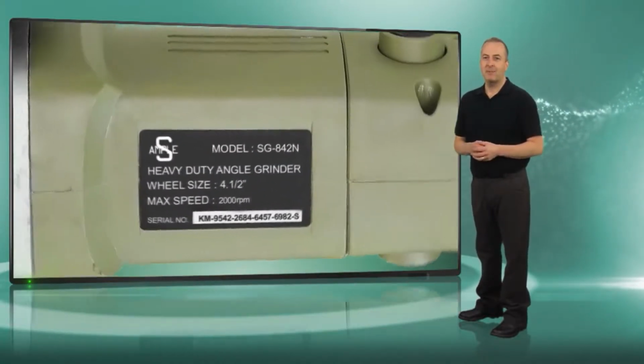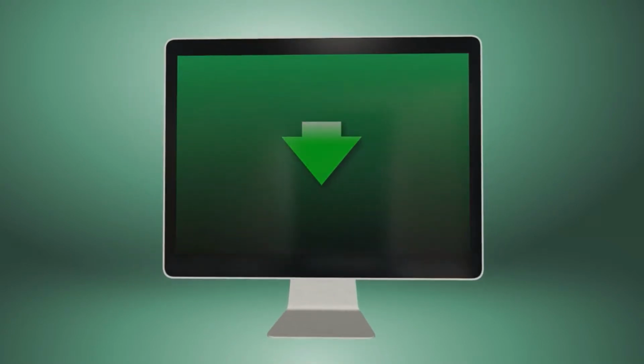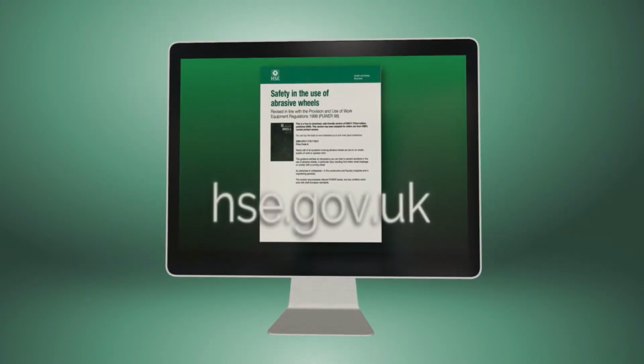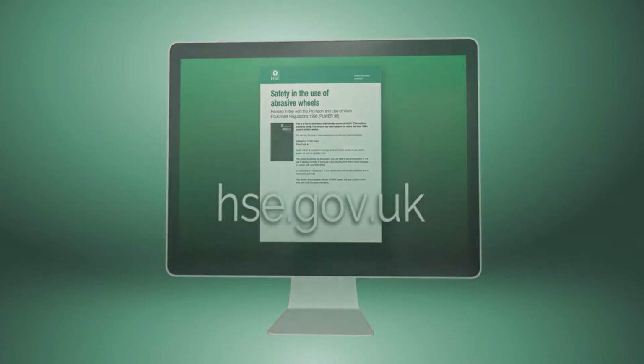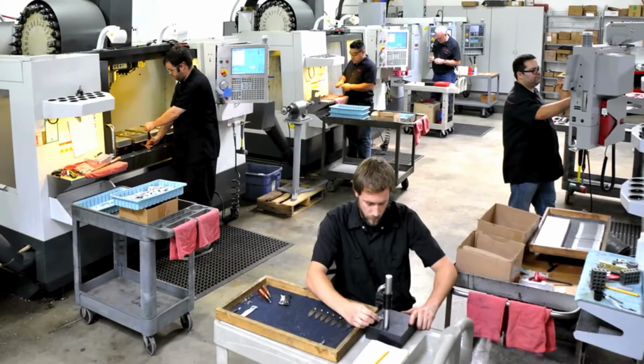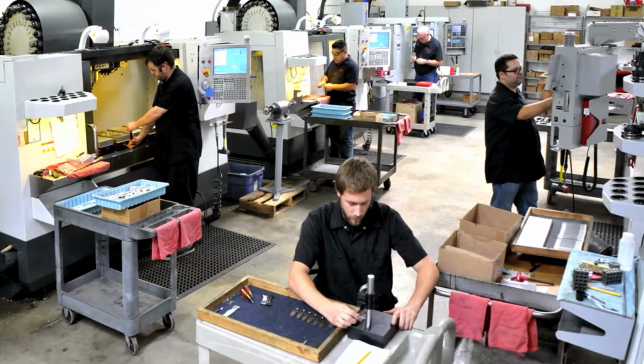The safety issues surrounding the handling and use of abrasive wheels are all covered by the Health and Safety Executive, the HSE, and fall under multiple different pieces of legislation. So, proper training is essential to ensure the health and safety of everyone in the workplace.